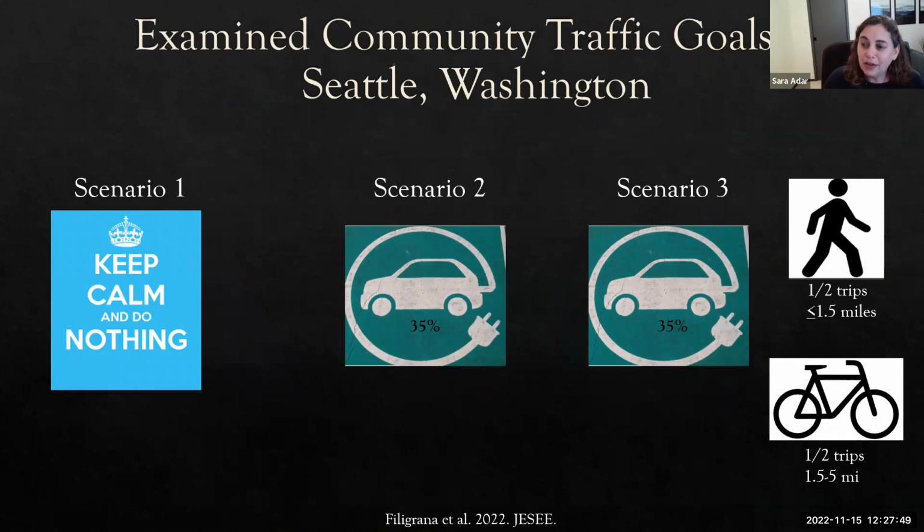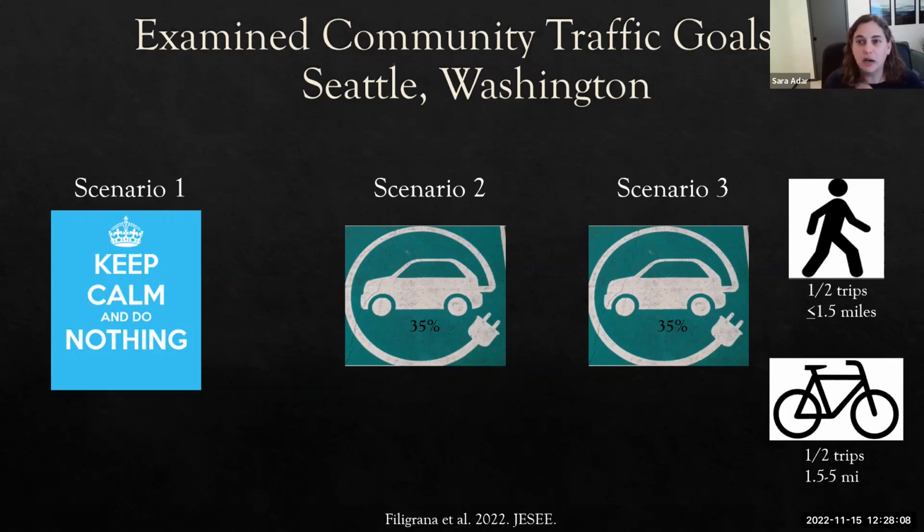sort of in a counterfactual world, like what would happen in a future world if instead of everybody just proceeding as they are, 35% of our vehicles became electric vehicles, right? So basically people traded in their internal combustion engines, got electric vehicles, like what would happen there? So that's her scenario 2.